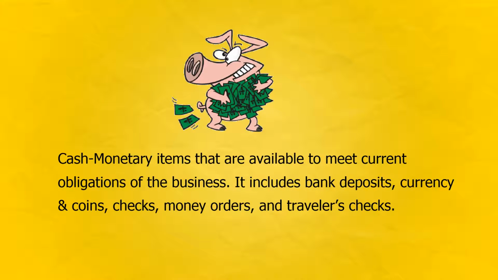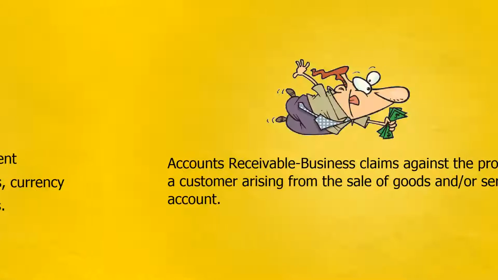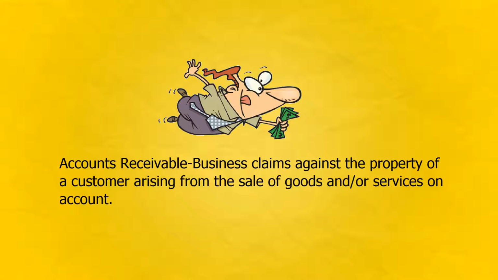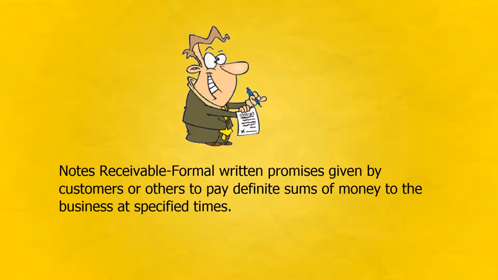Cash: monetary items that are available to meet current obligations of the business. It includes bank deposits, currency and coins, checks, money orders, and traveler's checks. Accounts receivable: business claims against the property of a customer arising from the sale of goods and/or services on account. Notes receivable: formal written promises given by customers or others to pay definite sums of money to the business at specified times.